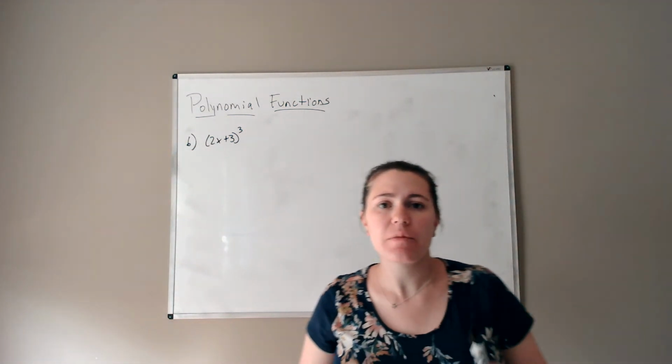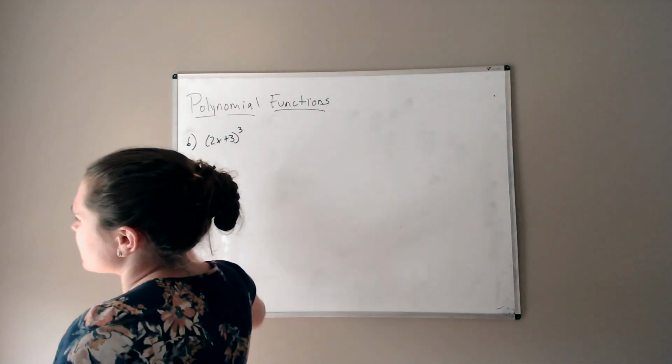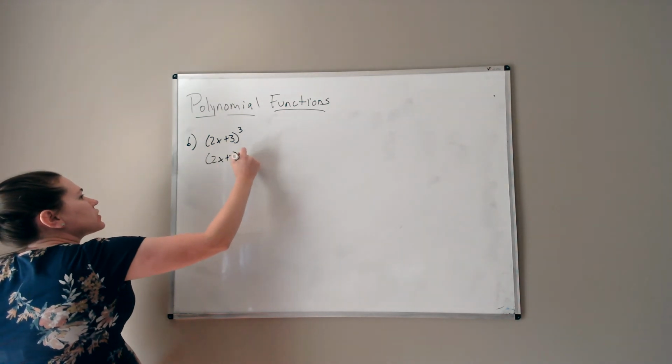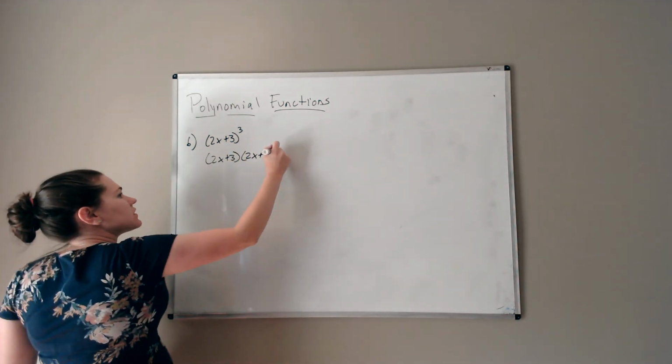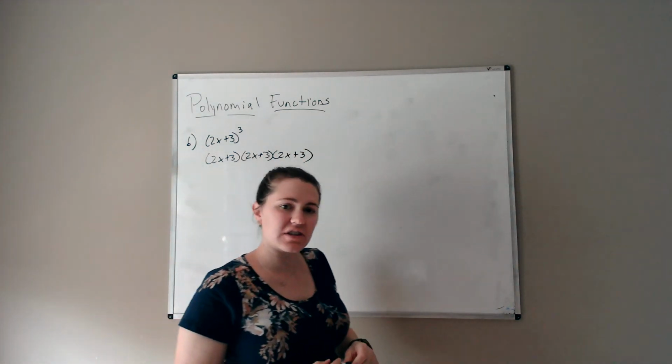Absolutely not. The property of exponents that says distribute would be if this was a product inside. The only way to simplify this is to write it out: 2x plus 3 times 2x plus 3 times 2x plus 3. And now I multiply out and put this in standard form.